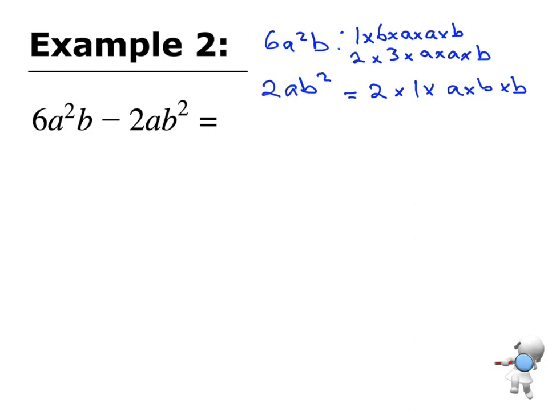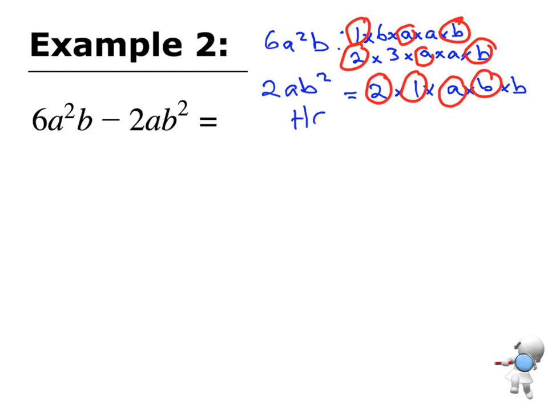So now I need to look at those lists and say, well, what do they have in common? So there's a 1 that's common to both, there's a 2 that's common to both, I've got an a that's common to them all, and I've got a b that's common to them all. So that means my highest common factor, the highest number, is 2. And then I look at the letters, and I've got one a circled in each, and I've got one b circled in each. So my highest common factor is 2ab.